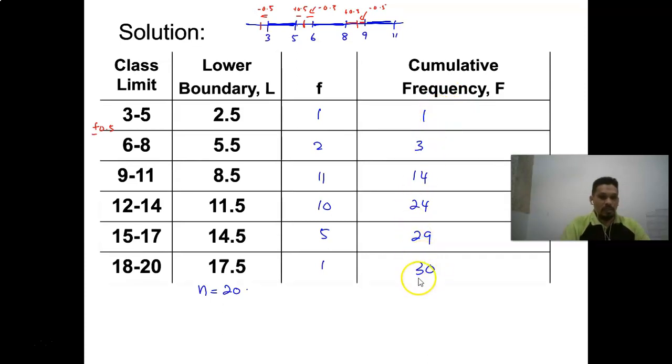Okay, n equal to 30. Sorry, I made a mistake here: 30, not 20. A quarter of 30 is equal to 7.5.